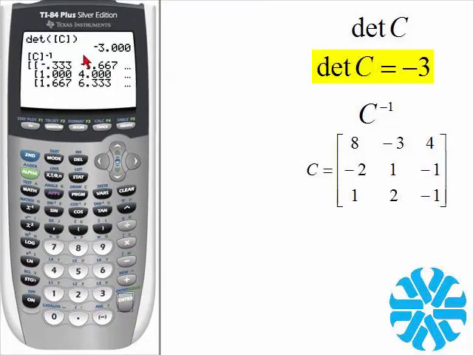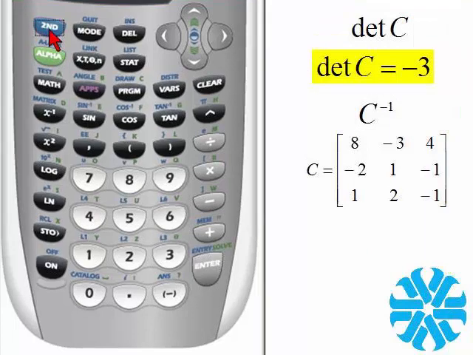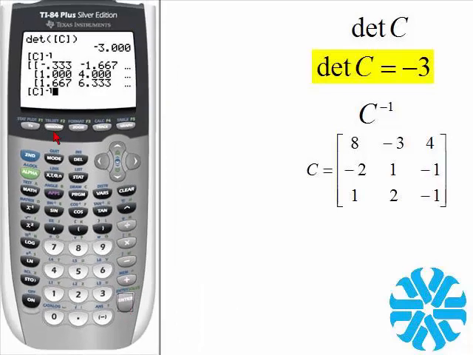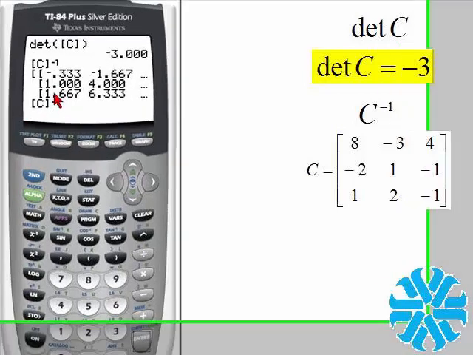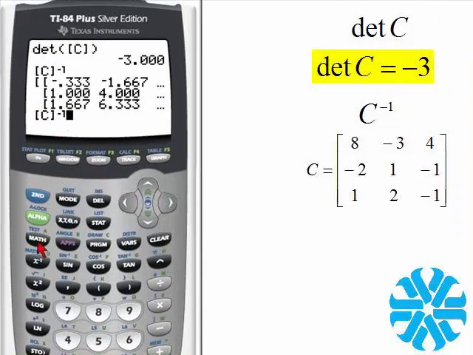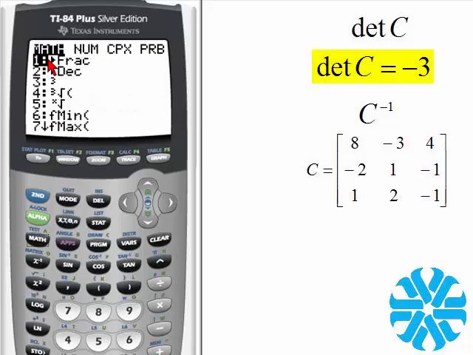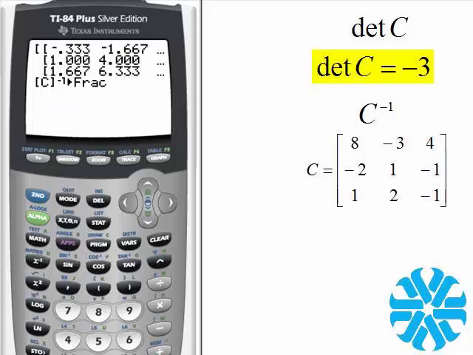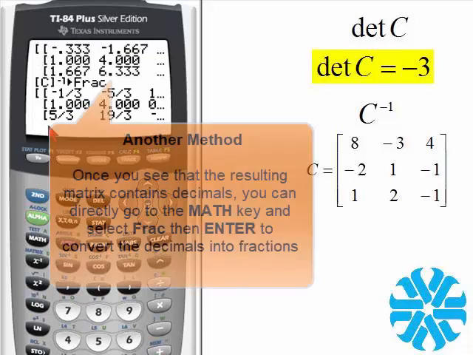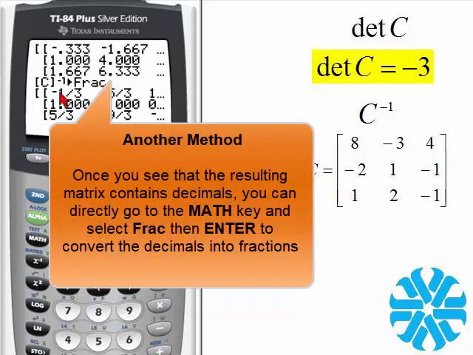So let's repeat this step again, the computation of the inverse of matrix C. So we do that by hitting second function and then this entry here. So we select enter. So there we have the inverse shown again that we're trying to compute. And now we want to go to math, and then remember we want frac. So select enter and then enter again. So here's our inverse matrix written in fractional form.